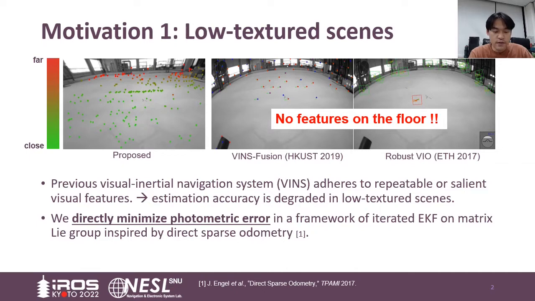Inspired by the famous direct sparse odometry, we directly minimize the intensity difference, also known as photometric error, formulated in an iterated extended Kalman filter fully embedded on a matrix Lie group. Our method can utilize features in a low-textured environment if they have locally distinctive gradients, as in the left example.